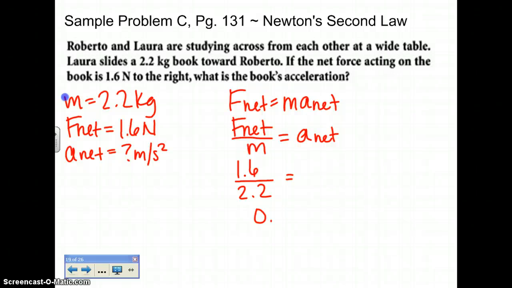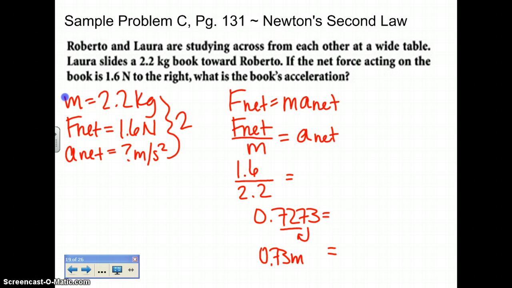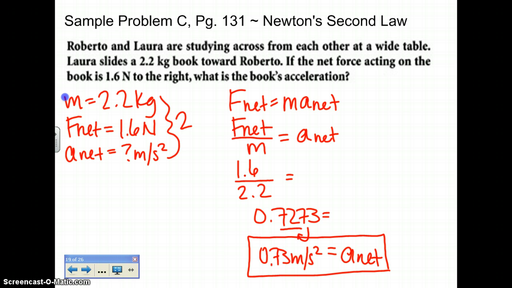You should see 0.7273. Look over here at your givens. How many sig figs for your givens, guys? Yeah, you should see 2 sig figs. What's the 7 do to the 2? It rounds it up. So your final answer should be 0.73 meters per second squared equals a net. Fantastic. Okay, so now you'll want to do the practice C problems from this. Please make sure that you do click on chapter 4 practice C problem answers so you know how many answers to expect when you do the practice C problems.